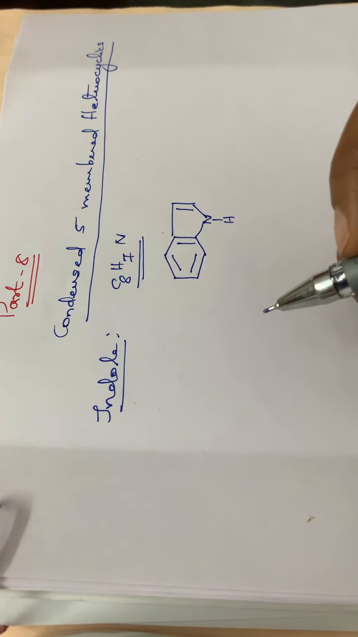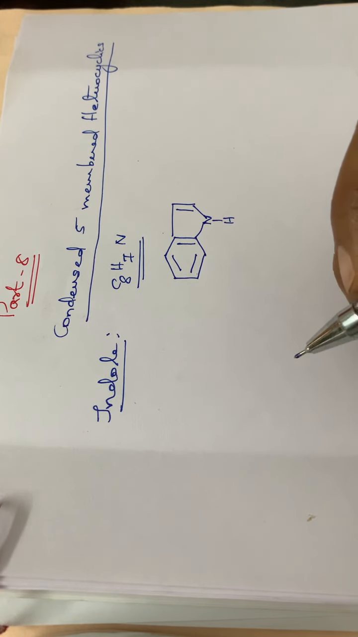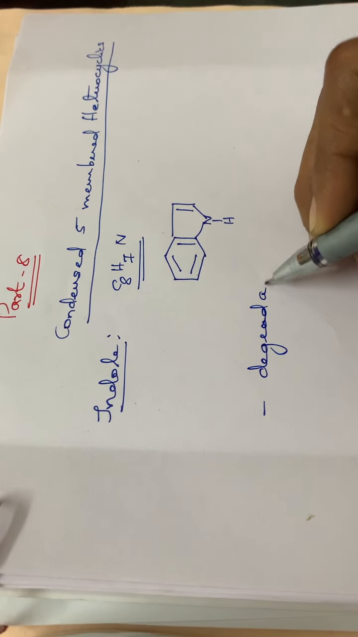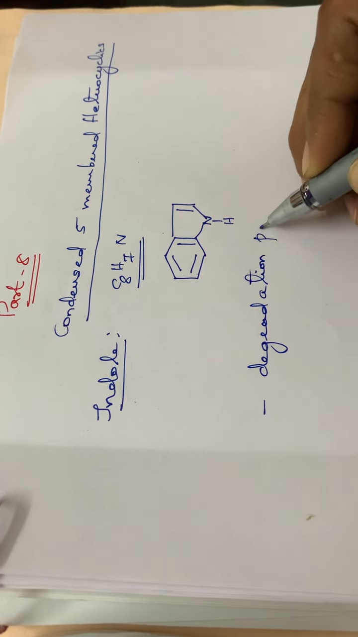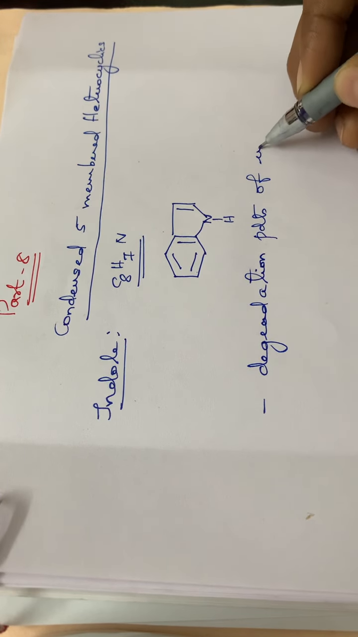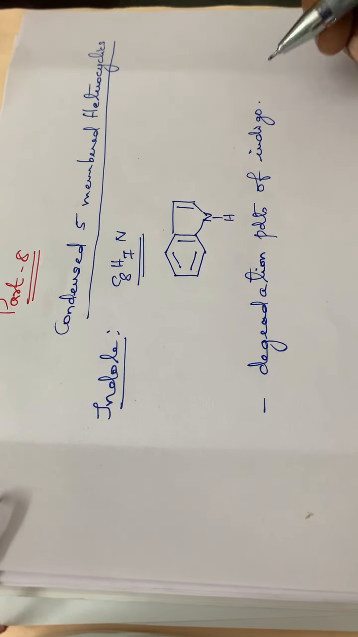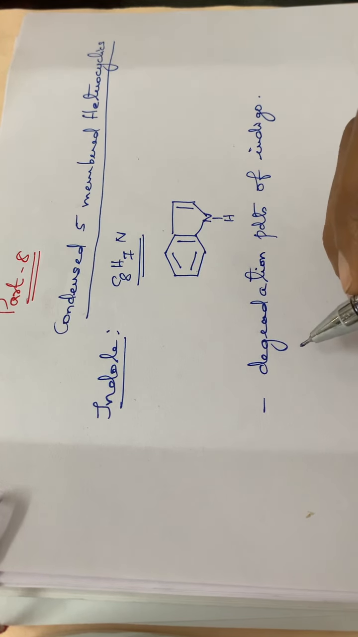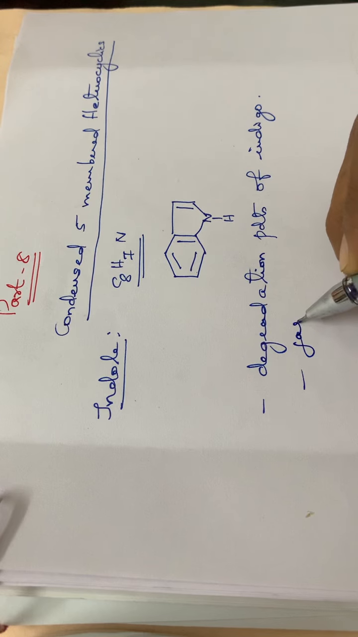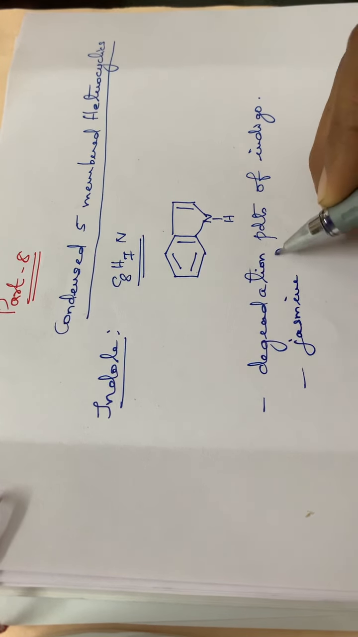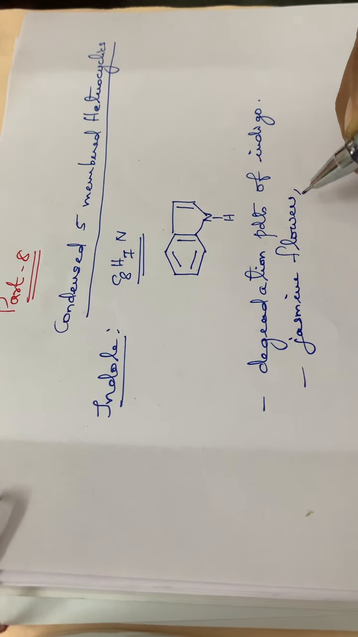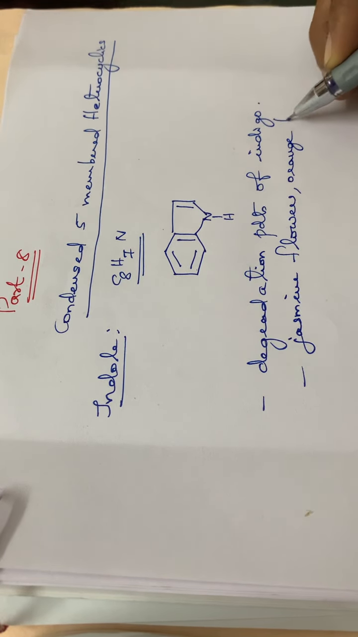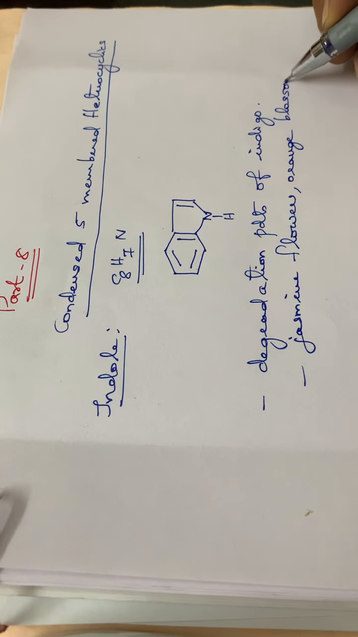Also, indole is one of the degradation products of indigo. It is also present in jasmine flowers, orange blossom oil, etc.